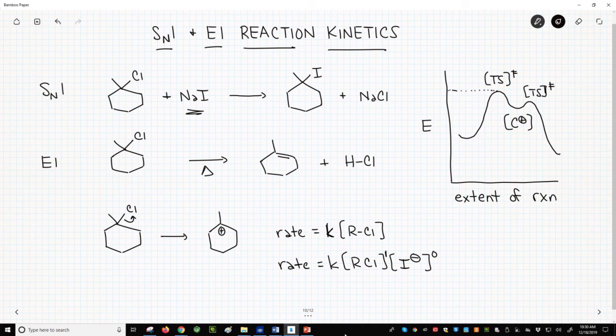So, both the SN1 and E1 reactions are first order in the rate-determining step, and the rate depends only on the concentration of the alkyl halide.